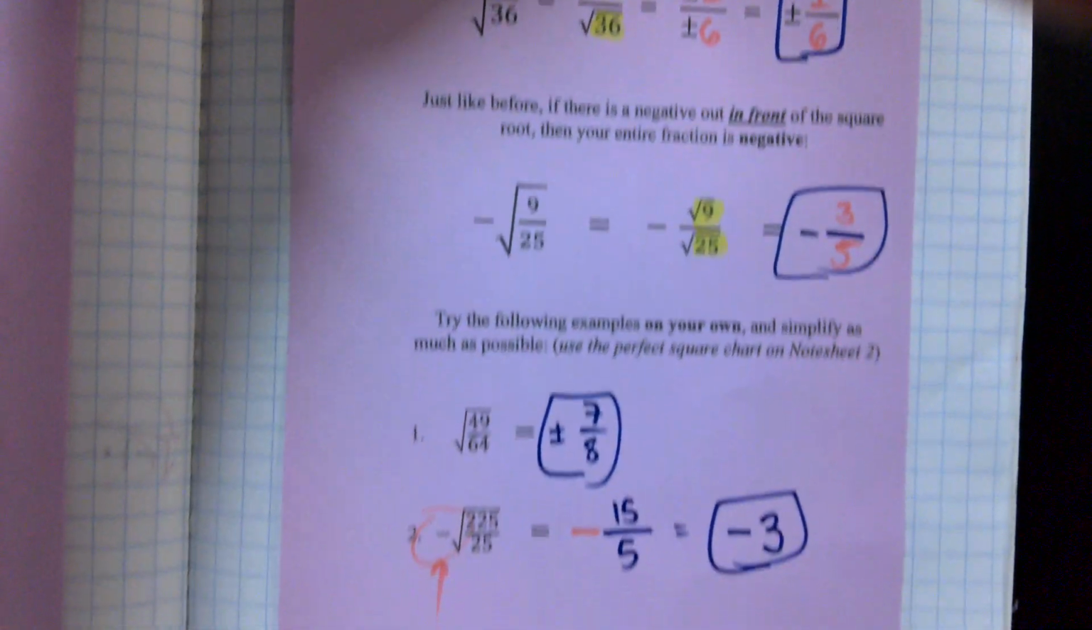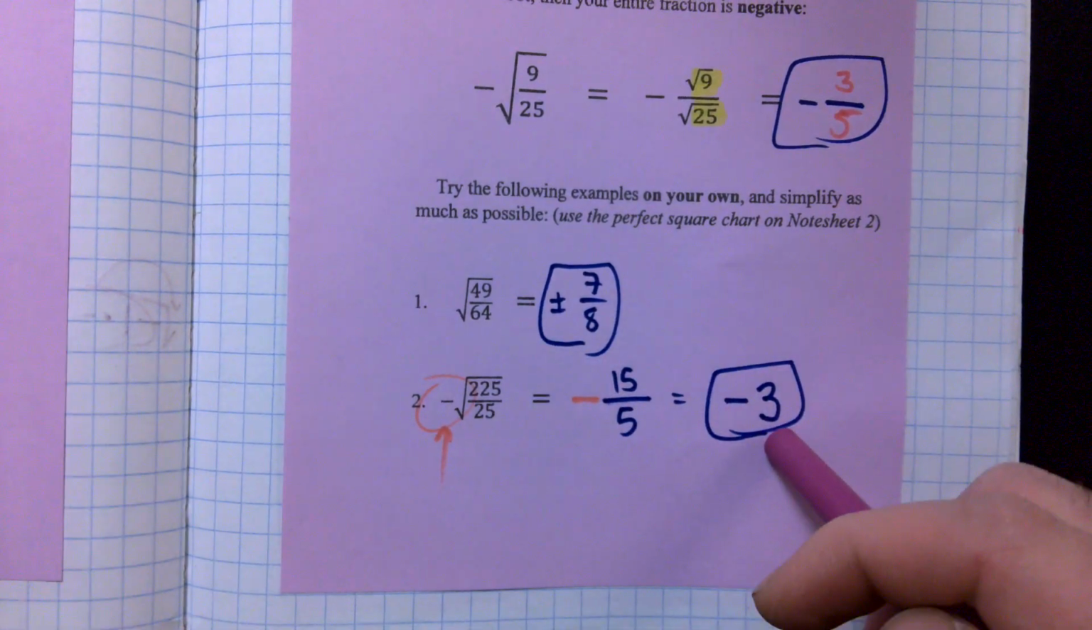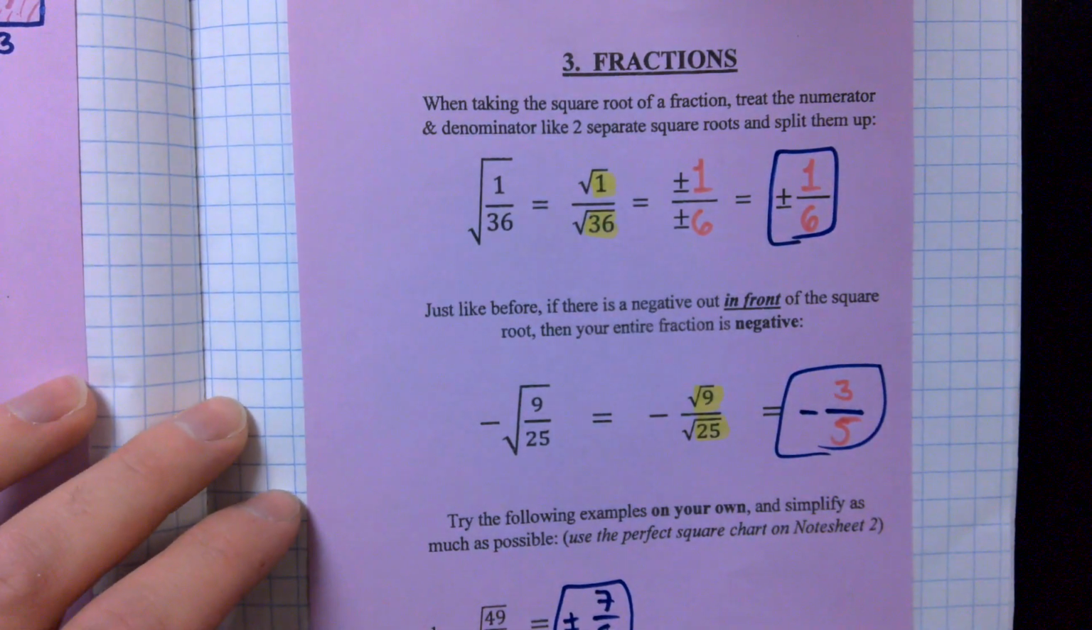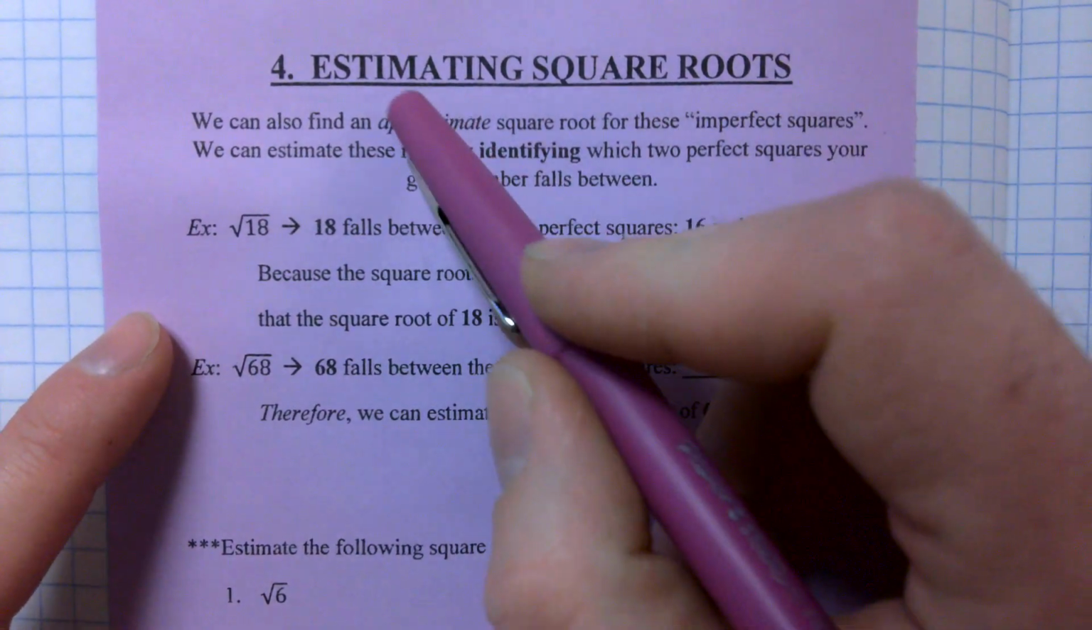If you'll notice my examples, were there any square root symbols in any of my answers last week? No. I just had a fraction, I had a negative number, I had a negative fraction, a plus or minus fraction, right? But there's no square root in my answers. So today, we're going to start out with something that's a little bit easier, estimating square roots.